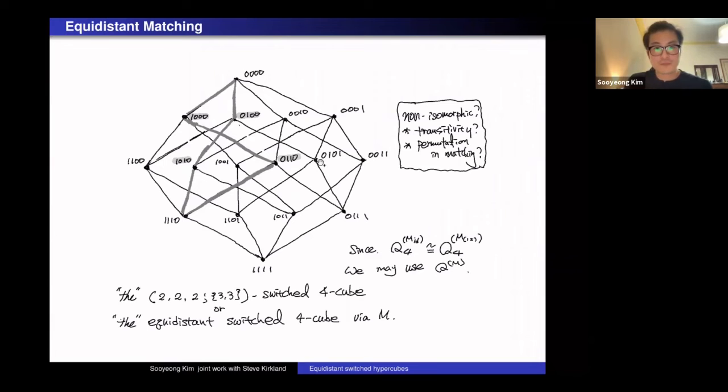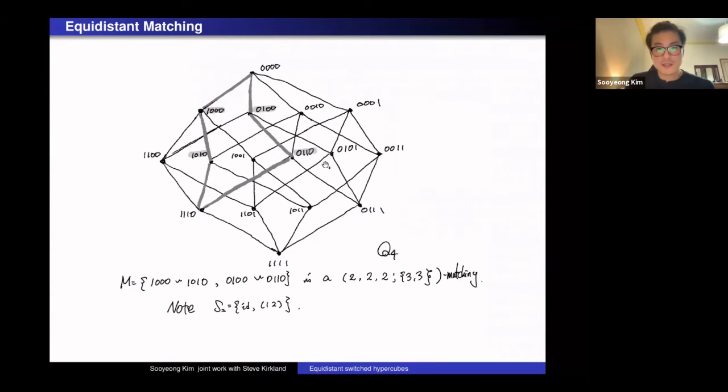And then here, let's think about another case. Let's pick these two edges, for example, here 0, 0, 1, 0, and then 0, 1, 1, 0, and then this edge. And then these two edges comprise an equidistant matching, right? Because that's a matching, and the mutual distance is 2 and 2. So what I want to say is here we switch these two edges, and this time we are going to switch these two edges.